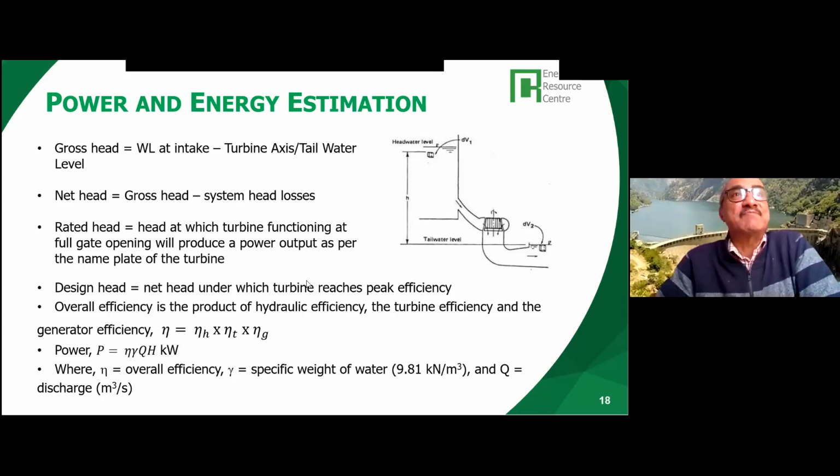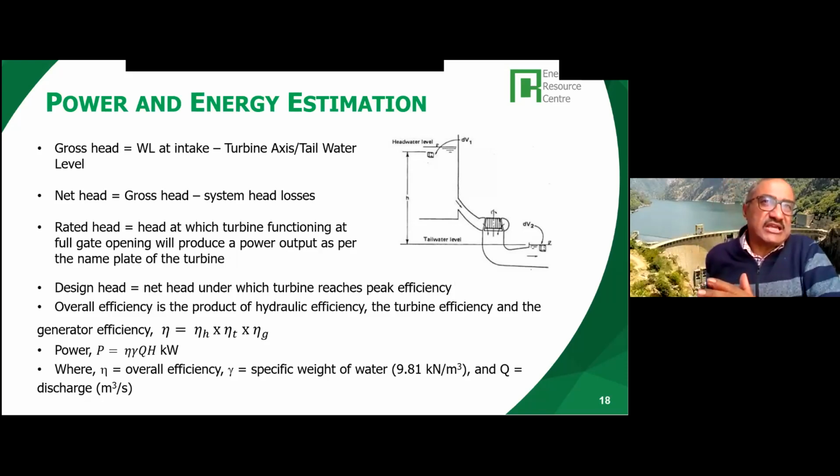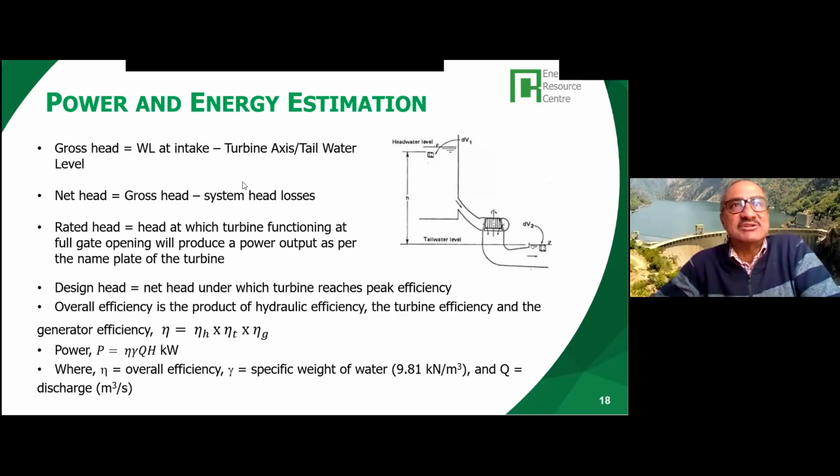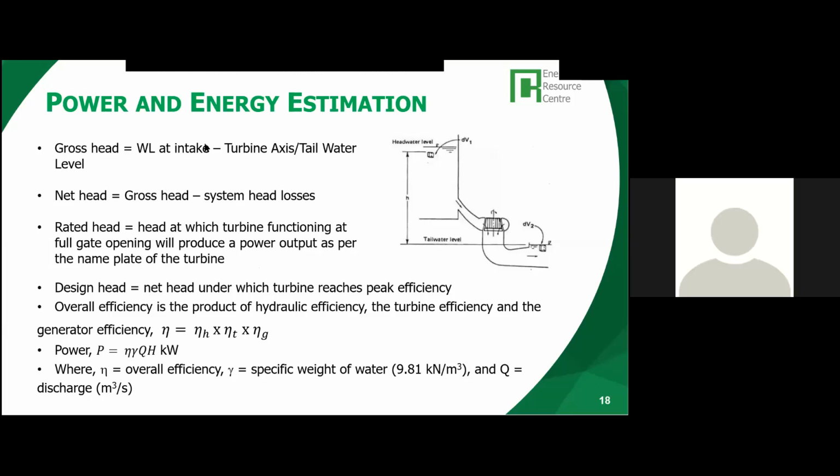It feels good. As we mentioned in the session yesterday or the day before, when you calculate the power and energy, we look at the power equation: efficiency multiplied by the specific weight of water times QH, which gives you the kilowatt. Now, efficiency is a product of hydraulic efficiency, turbine efficiency, and generator efficiency.